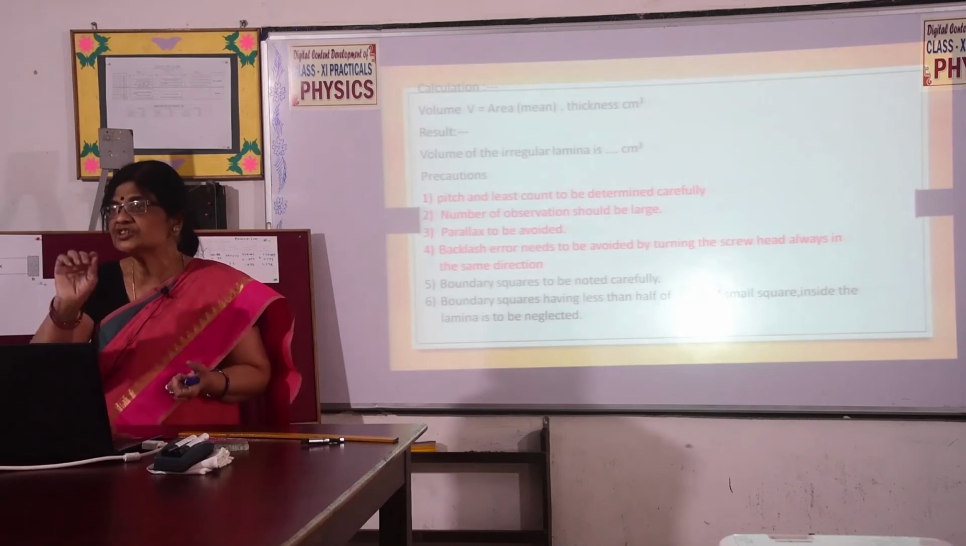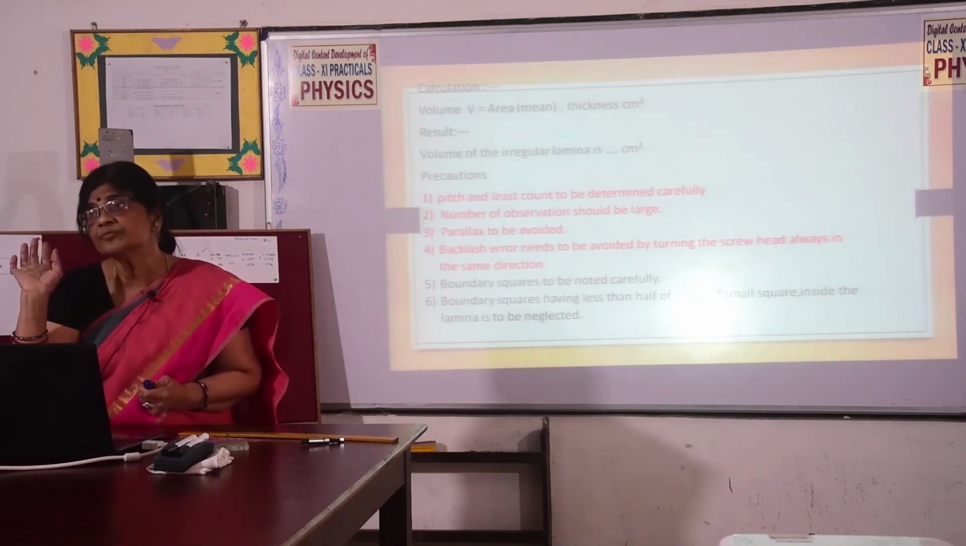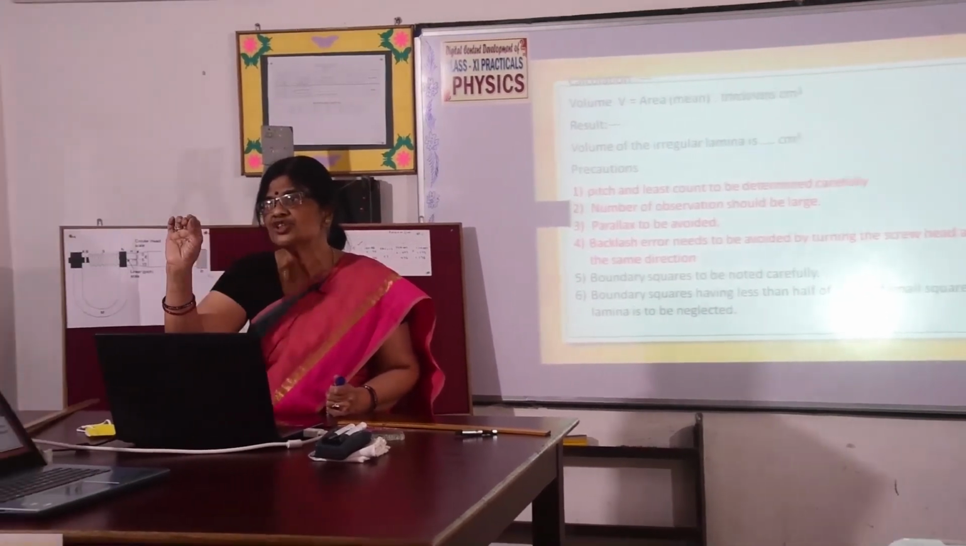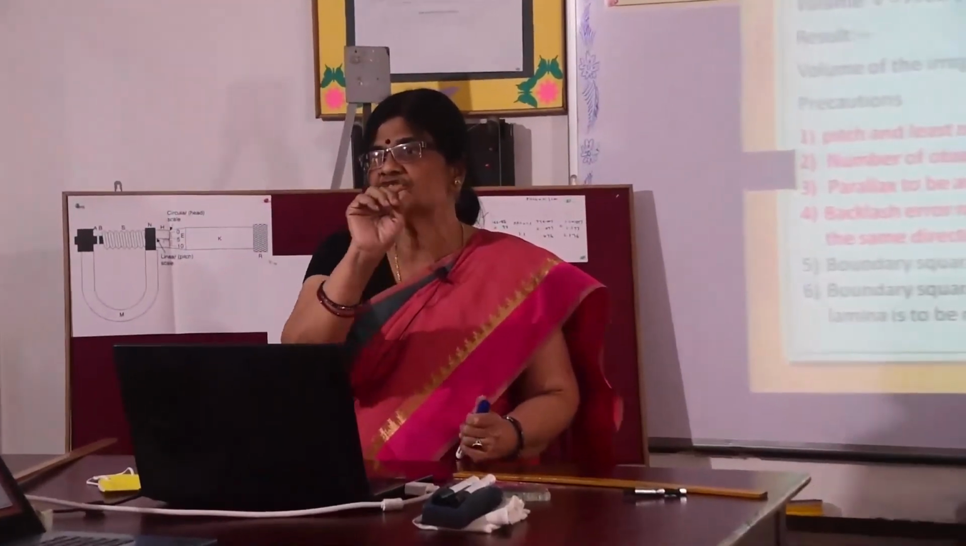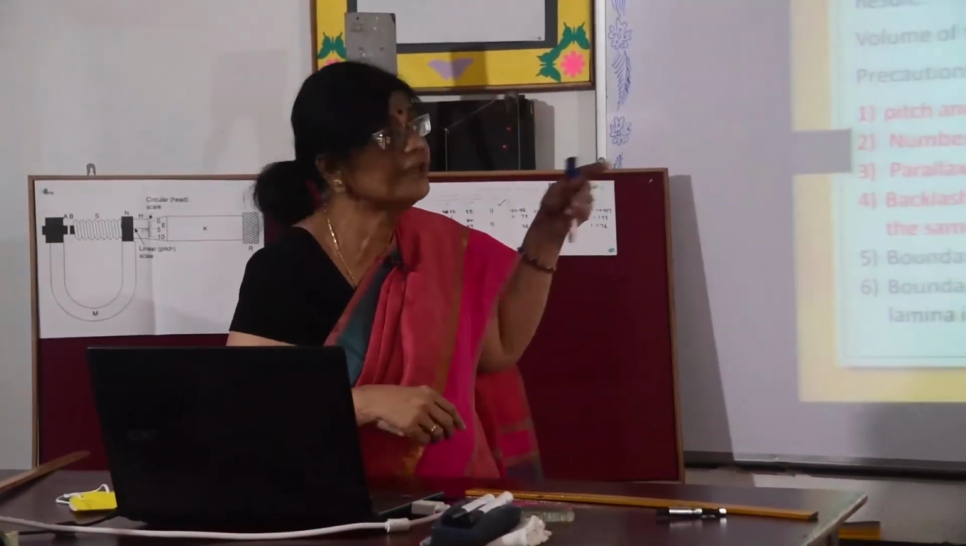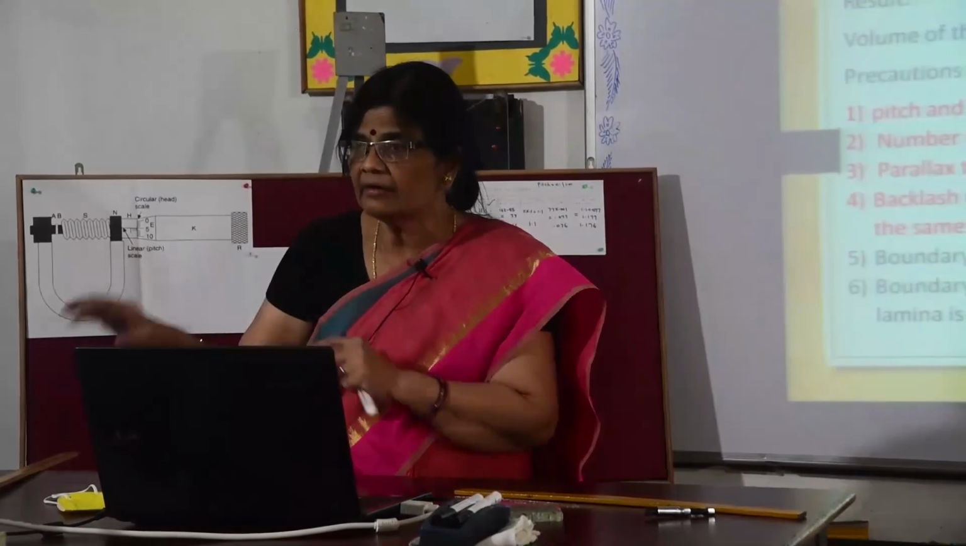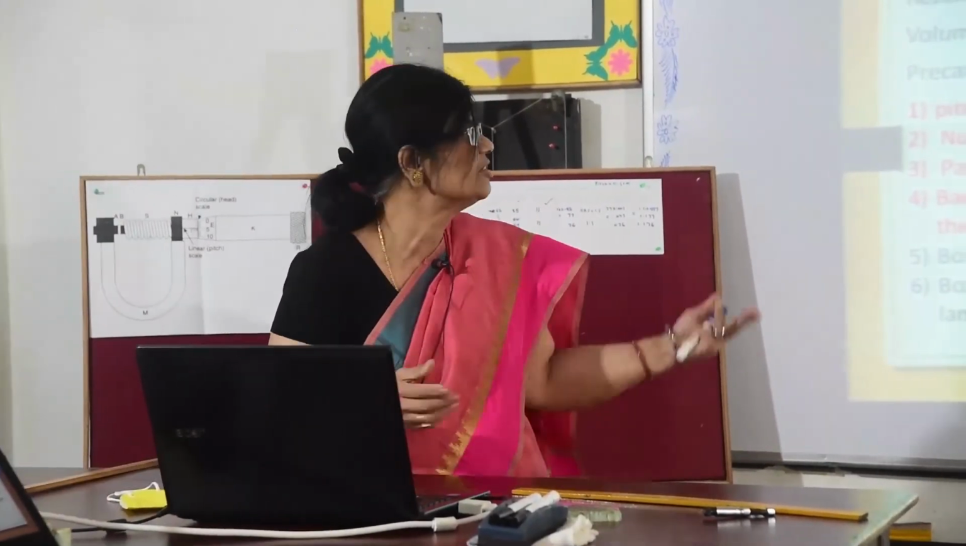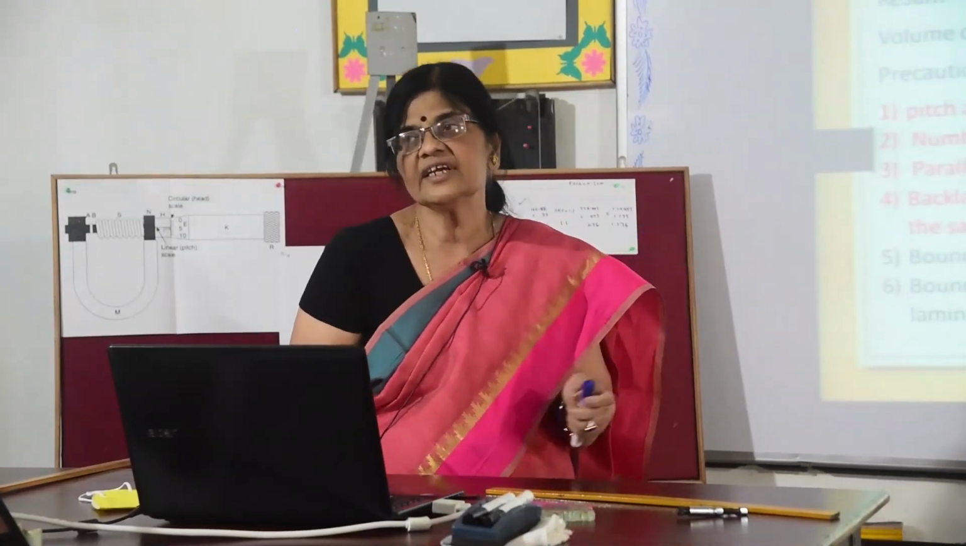So for the thickness, Table 1 observation table, please write the heading in the observation table. Table 1, determination of thickness. Table 2, determination of area using a graph paper. Then put N1, N2, N3, N4 and area. Okay. Then volume calculated, result: the volume of an irregular lamina is this much cm cube. So calculate the volume. Then come the precautions.